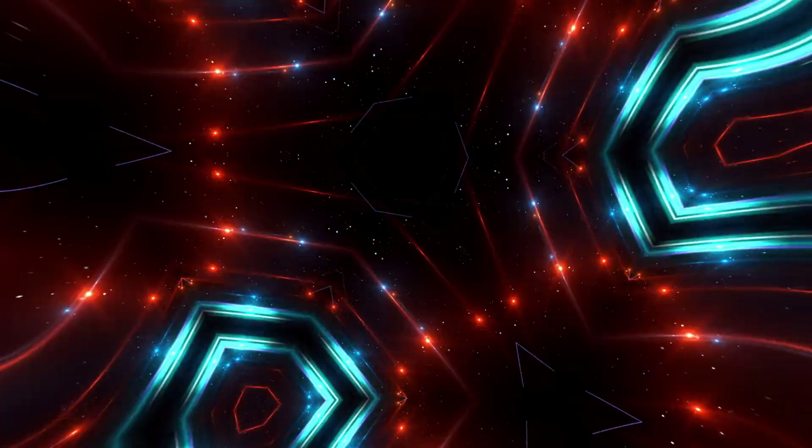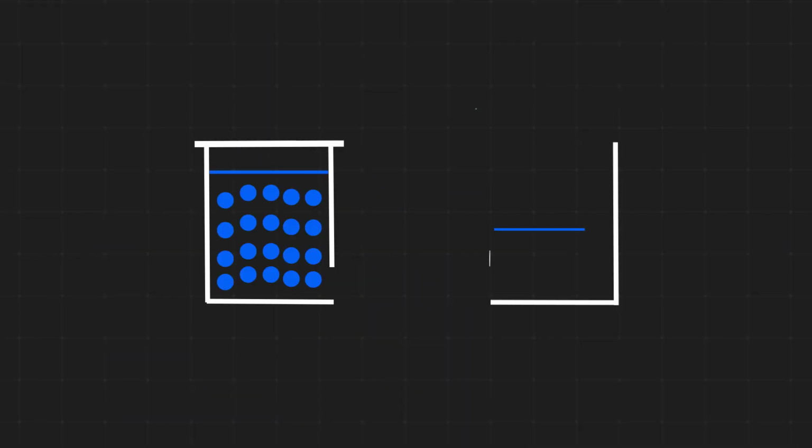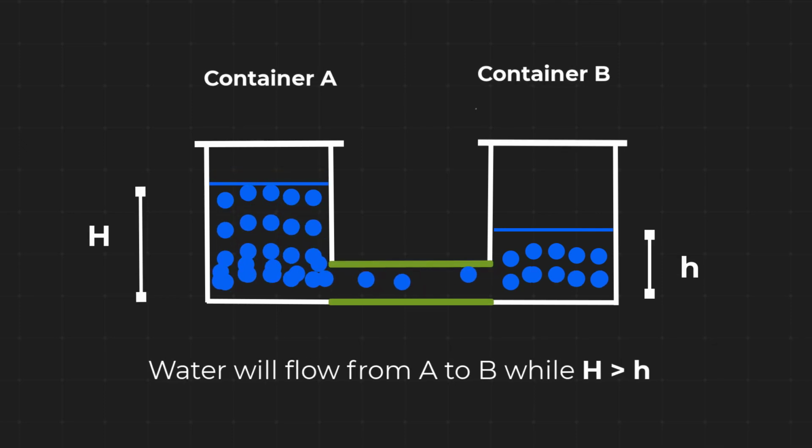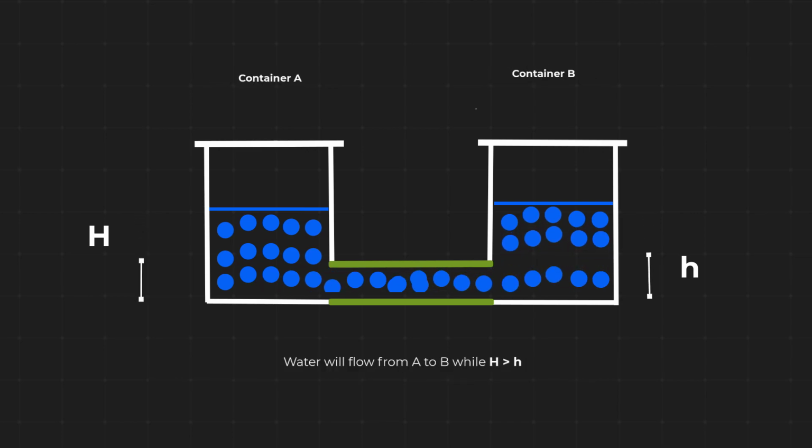Concept number 1. Voltage. I think the easier way to explain electricity is using a water analogy, so let's use it in this video as well. To understand voltage, let's think about two water containers with different water levels. Now, let's connect them using a pipe, and hopefully, the water will start to flow from the container with a higher level to the one with the lowest level.